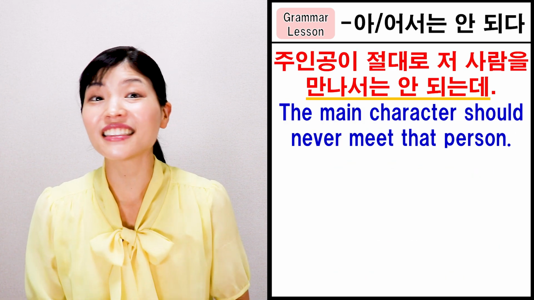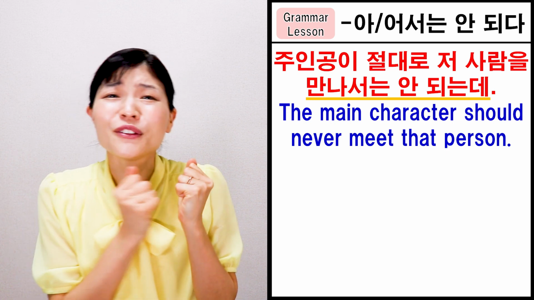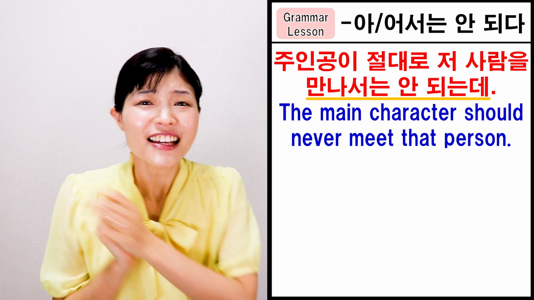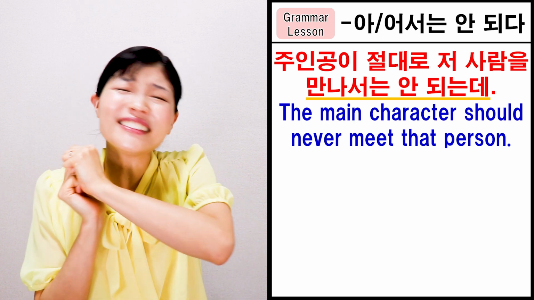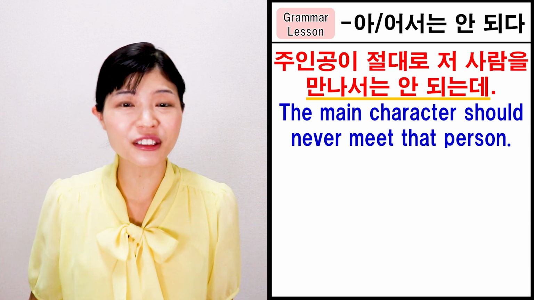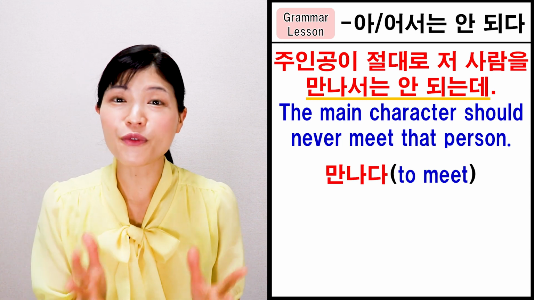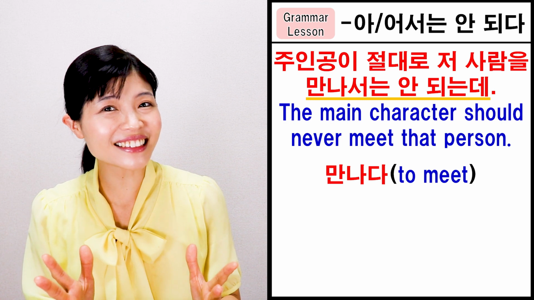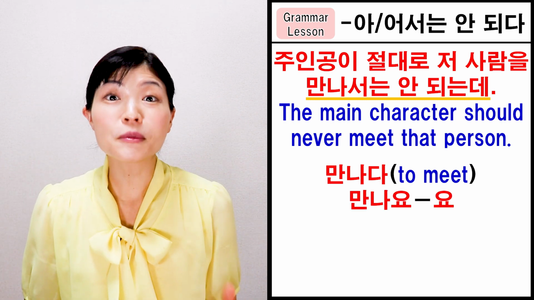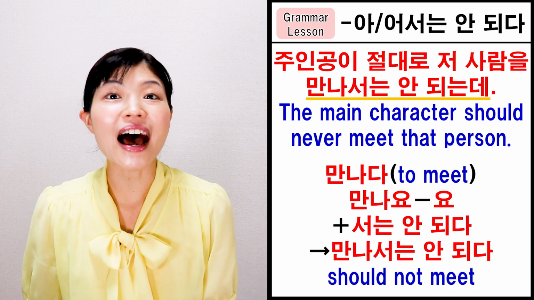The next sentence is something you would say out loud when you're watching a Korean drama. 주인공이 절대로 저 사람을 만나서는 안 되는데. The main character should never meet that person. Oh, can you feel the anxiety of the speaker? Here, 만나다 to meet is a verb. The yo form of 만나다 is 만나요. Yes, you are on a roll. So you remove 요 and add 서는 안 되다 to make 만나서는 안 되다.